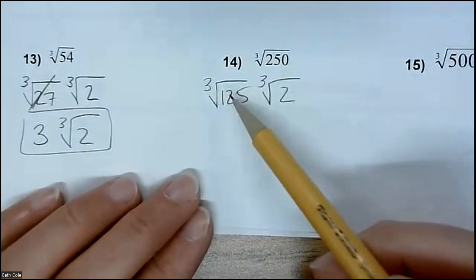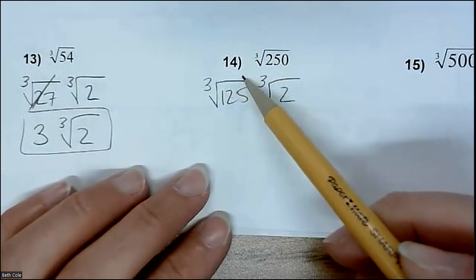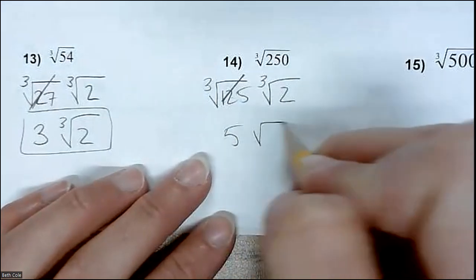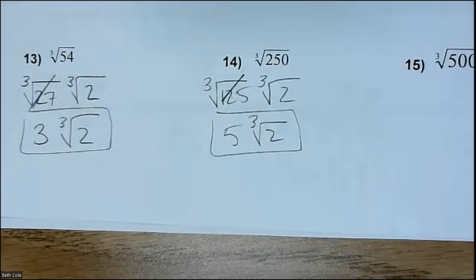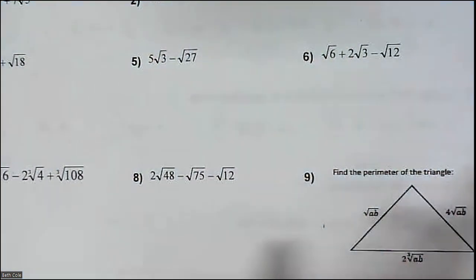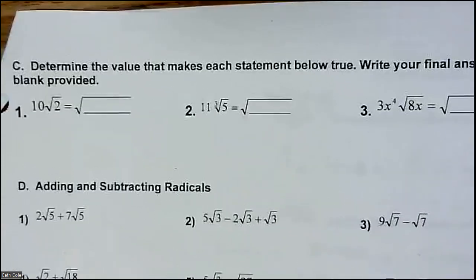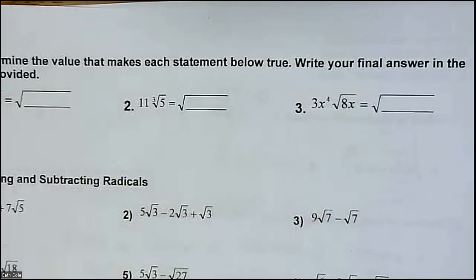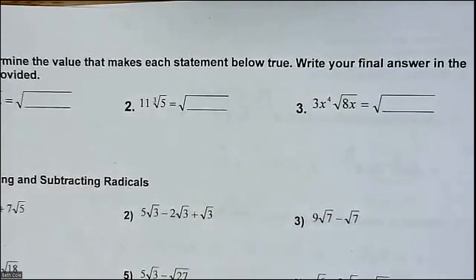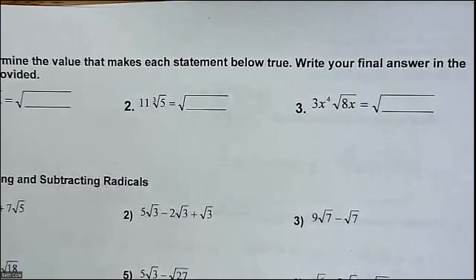All right, and then, hey guys, what is your cube root of 125? It's 5, and then you have this cube root of 2 left over. All right, so go ahead and flip to the third page. And again, I'm just going to pick out a few of these to do. 1, 2, and 3 right here are like you're having the answer and you're being asked what the question was, so you kind of have to go backwards.